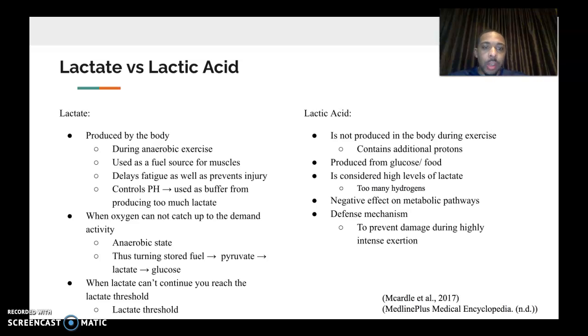Some negative effects: it does cause a negative effect when you're at a certain intensity. It causes your metabolic pathways to kind of negate, and it's used as a defensive mechanism to prevent damage during highly intense exertion. Reasons why lactic acid is not really good is because it causes things such as lactic acidosis, which I will get into a little bit later.